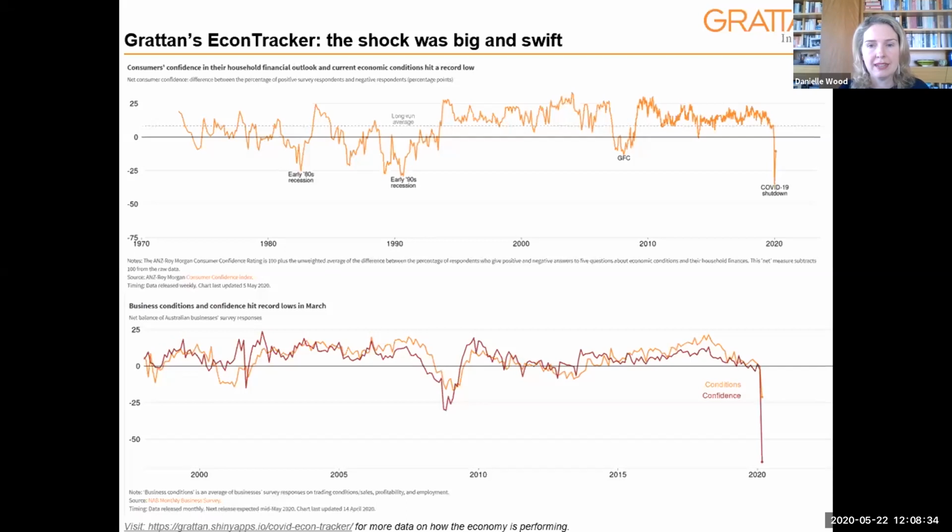These are just two of the stats that we have there, business confidence and consumer confidence, and you can really get a sense of that speed. Both of them dropped to historical lows when everything was shut down on March 23rd, essentially overnight.